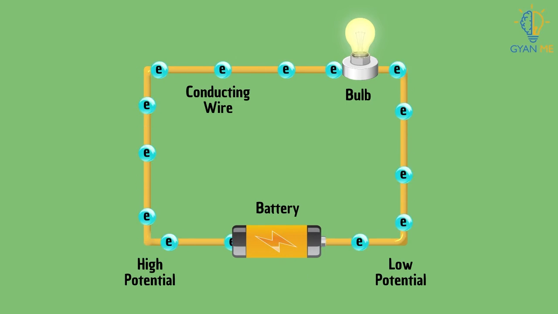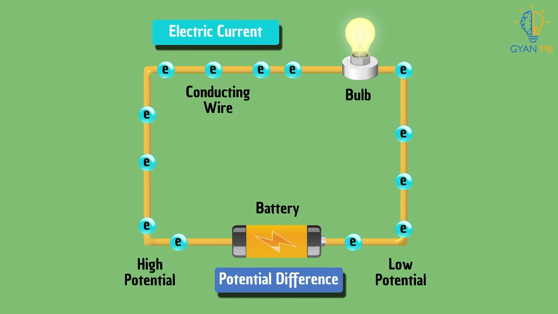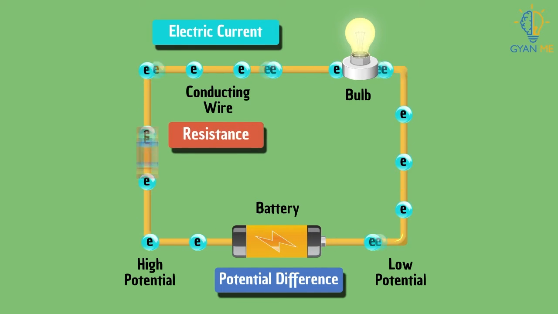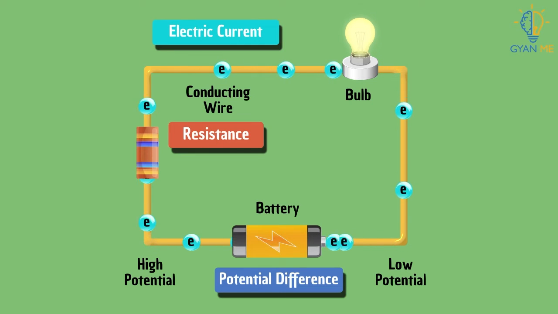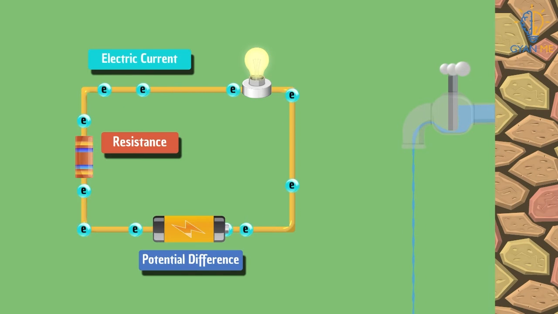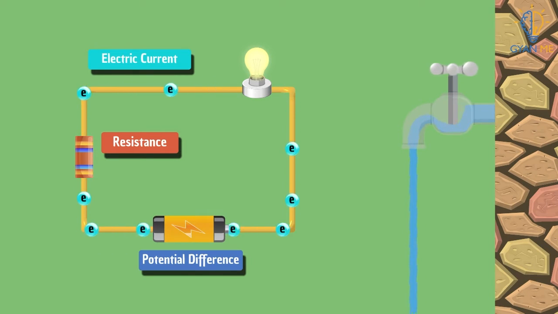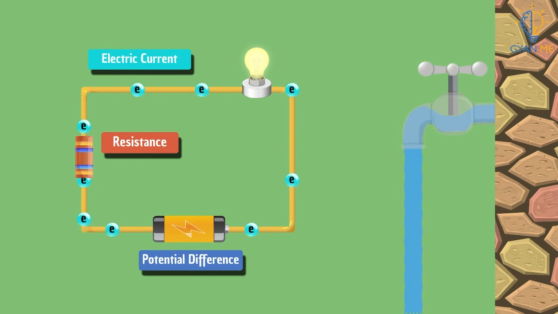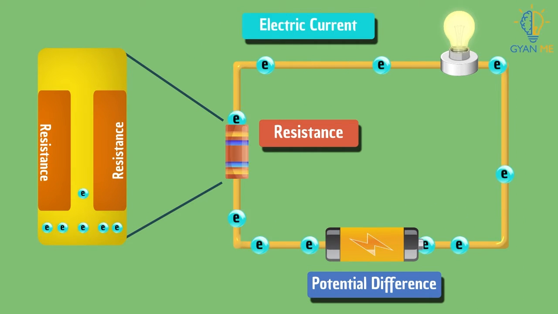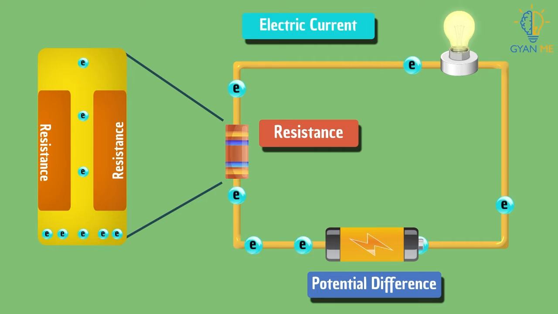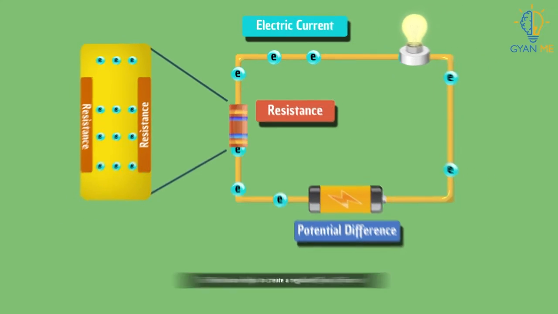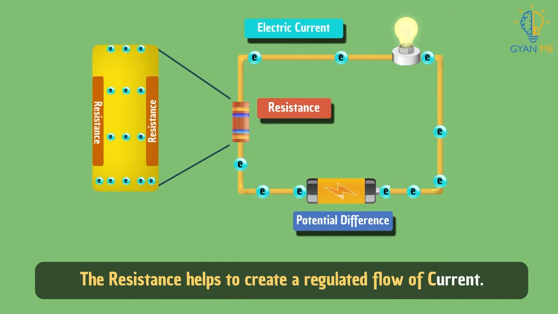Students, so far we have discussed potential difference and current. There is a third parameter that is vital for the successful flow of current in a wire. It is the resistance. You may wonder how resistance regulates the flow of current. It is similar to a water tap. We can regulate the flow of water by varying the opening of the tap. If the tap knob is opened wide, the flow of water increases, and if the knob is tightened, water flow decreases. Similarly, the resistance regulates the current. If the resistance is more, current in the conductor will be less, and if the resistance is decreased, current in the conductor will increase. Thus, the resistance helps to create a regulated flow of current.